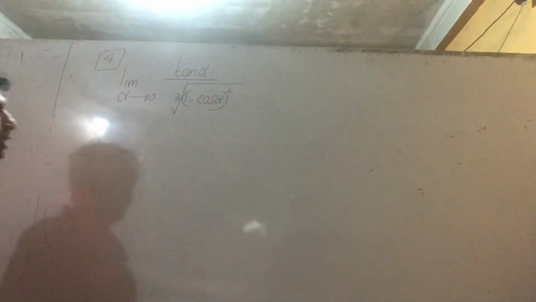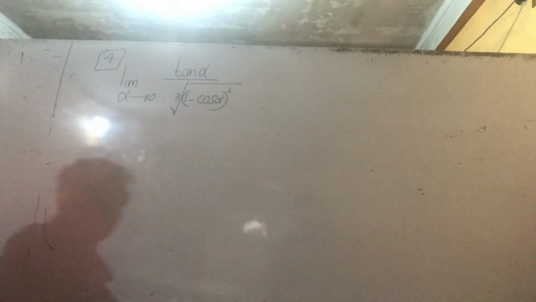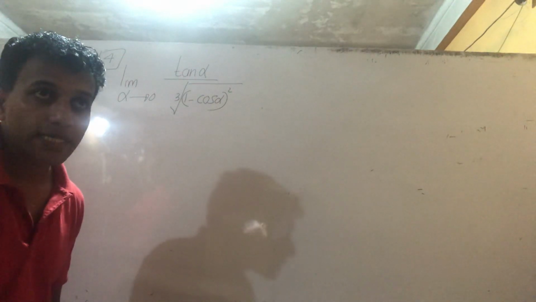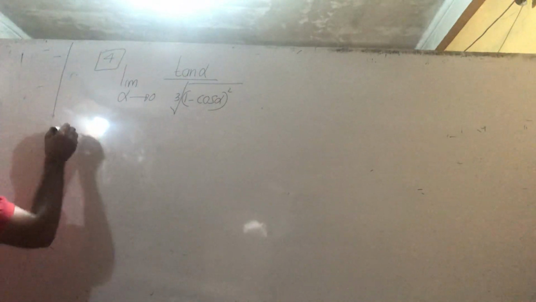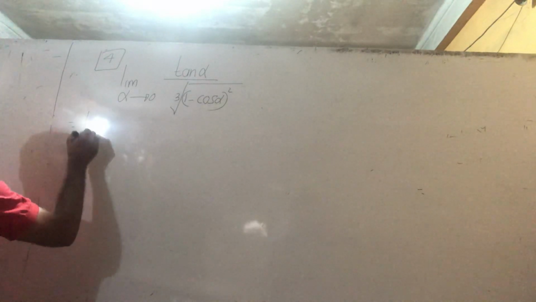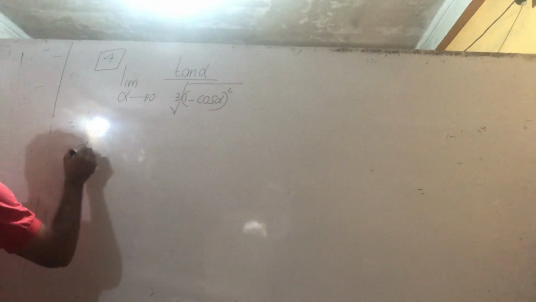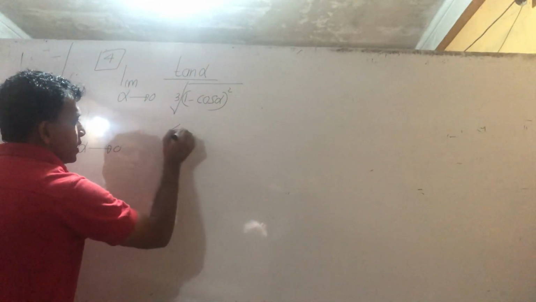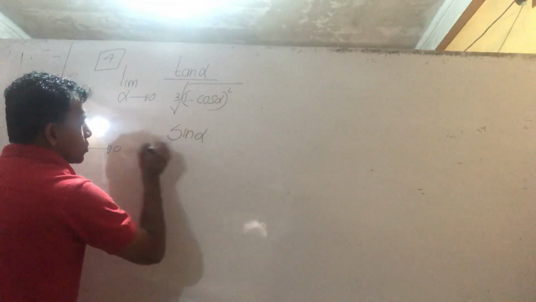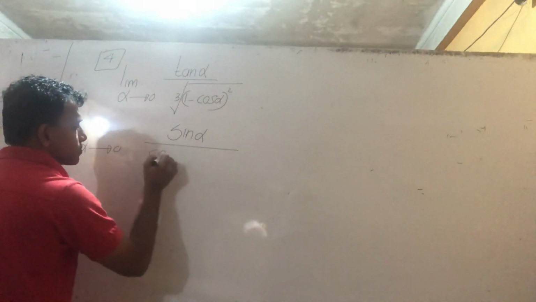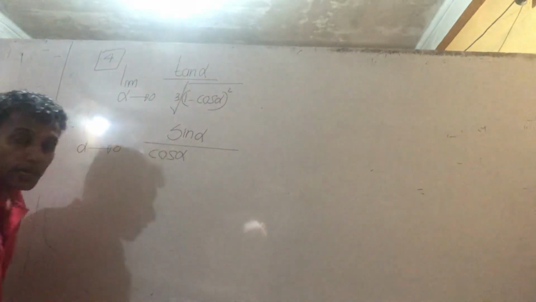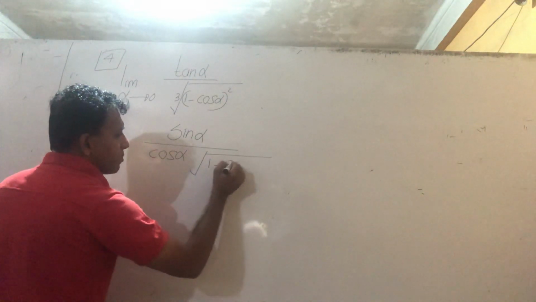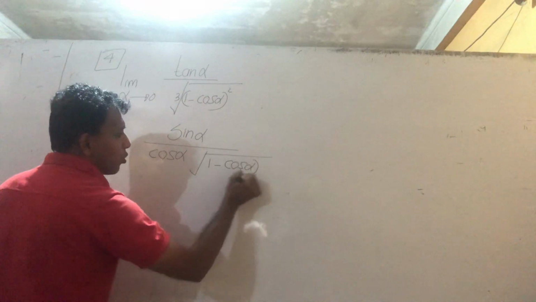Okay. So in this case, I try to work it: I write tan alpha as sine over cos. Limit as alpha tends to 0. I write tan as sine over cos. Okay, and the third root of 1 minus cos alpha, all squared.